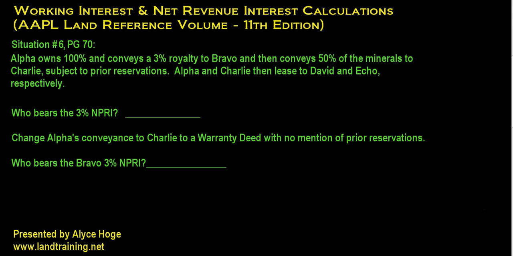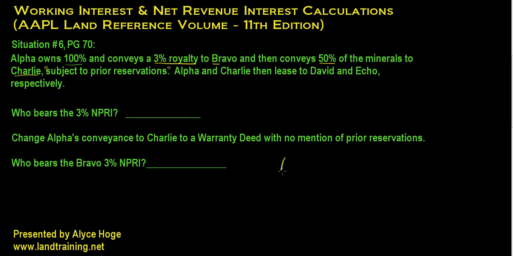Now let's look at situation number 6 on page 70. This is the last problem, and we'll read it together again. It says Alpha owns 100%, and I'm going to assume that means a 100% mineral interest, and conveys a 3% royalty to Bravo, and then conveys 50% of the minerals to Charlie. And watch this language, subject to prior reservation. That's what's going to be in the conveyance instrument. Alpha and Charlie then lease to David and Echo, respectively. So let's diagram it out.